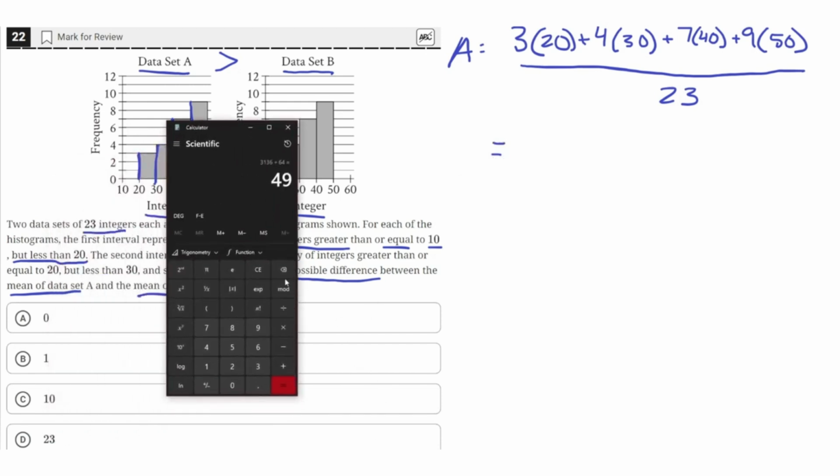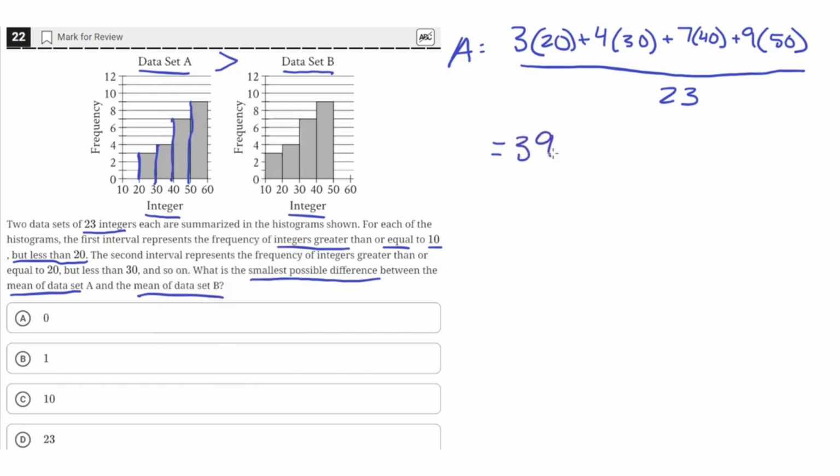So this will give us the smallest mean possible for dataset A. Let's put that into our calculator and find the mean. So 3 times 20 plus 4 times 30 plus 7 times 40 plus 9 times 50. That's equal to 910 divided by 23. And that's about 39.56. So that's the mean of dataset A.